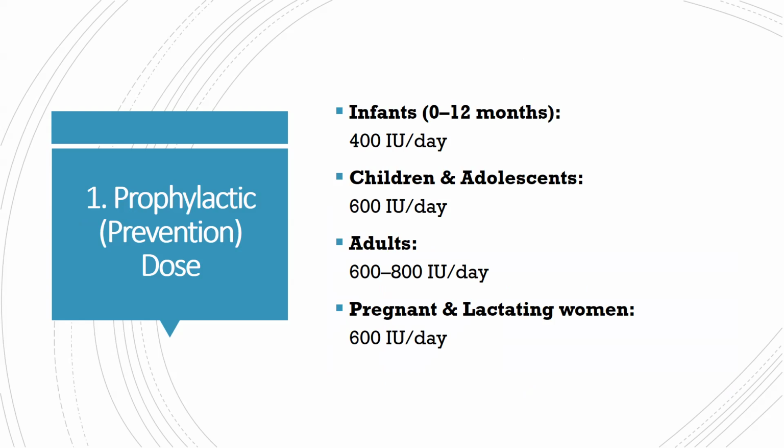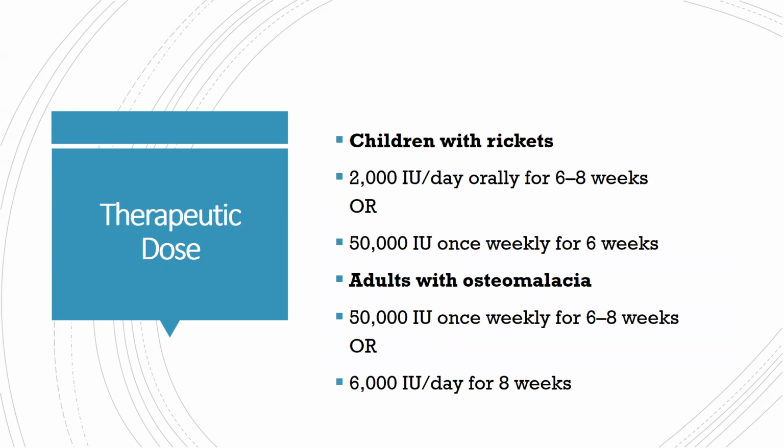So prophylactically, the prevention dose of vitamin D for infants is 400 international units per day till 12 months of age, and in children, adolescents, adults, and pregnant and lactating women, the dose is 600 international units per day. The therapeutic dose means once the vitamin D deficiency has occurred, in children with rickets, the dose is 2000 international units per day orally for 6 to 8 weeks, or it's 50,000 international units once weekly for 6 weeks.